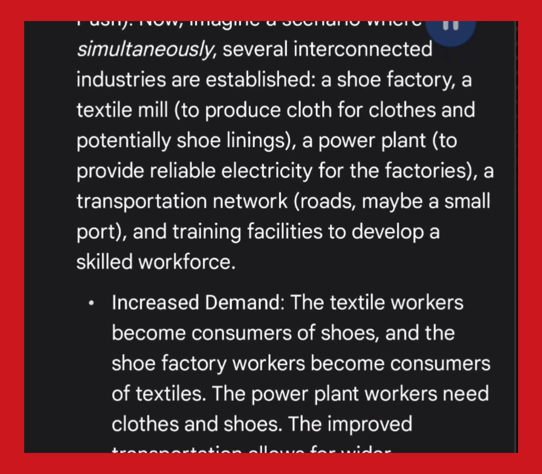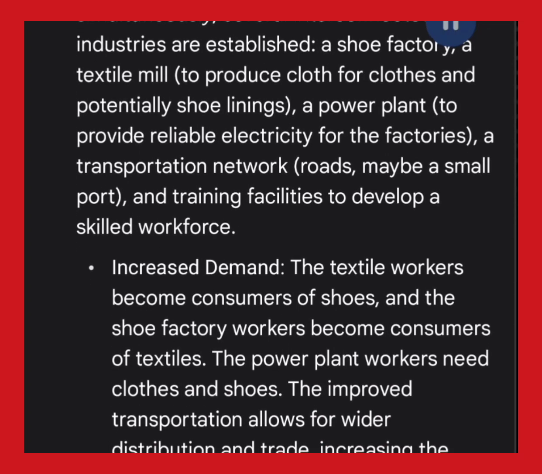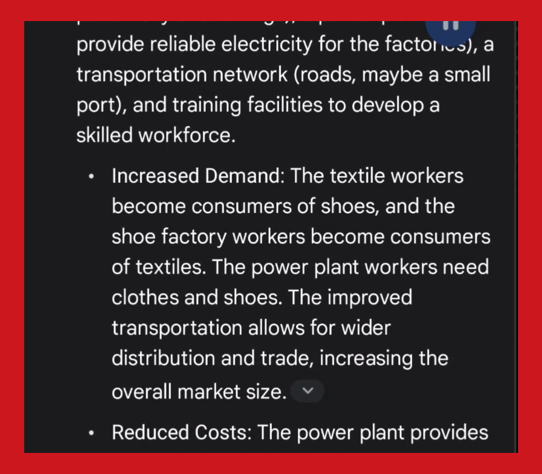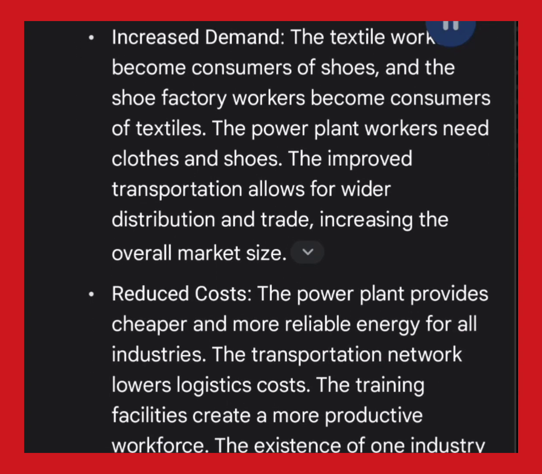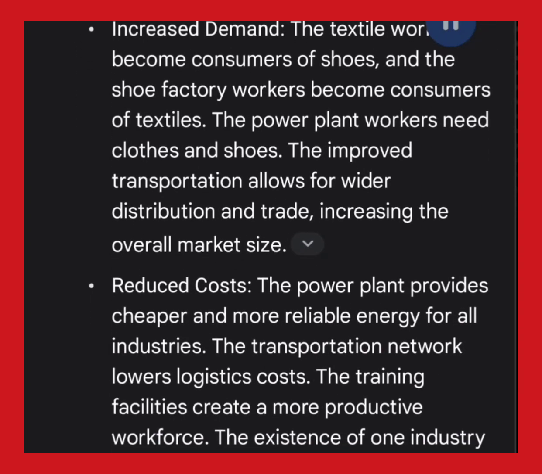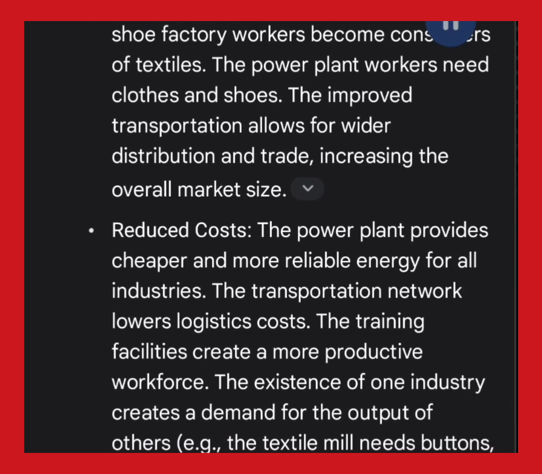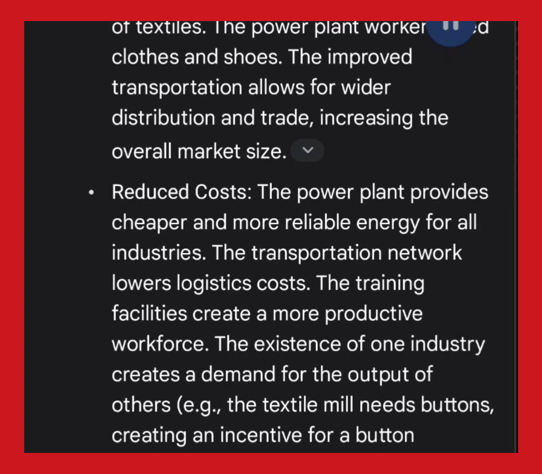Reduced costs: the power plant provides cheaper and more reliable energy for all industries. The transportation network lowers logistics costs. The training facilities create a more productive workforce. The existence of one industry creates a demand for the output of others. For example, the textile mill needs buttons, creating an incentive for a button factory.